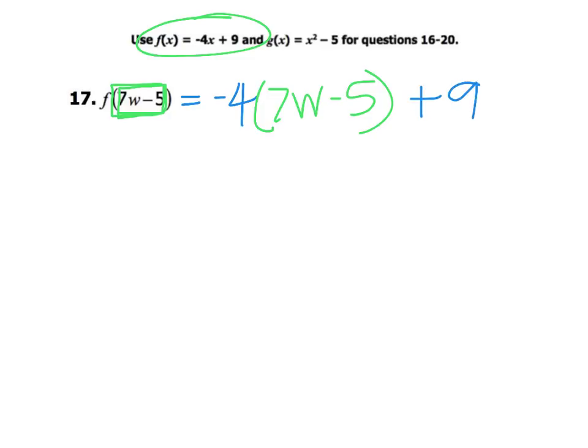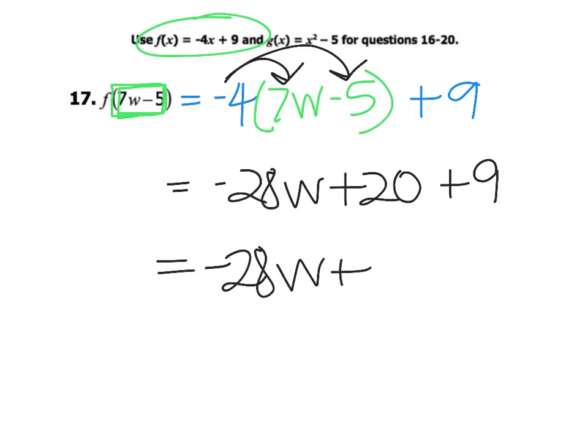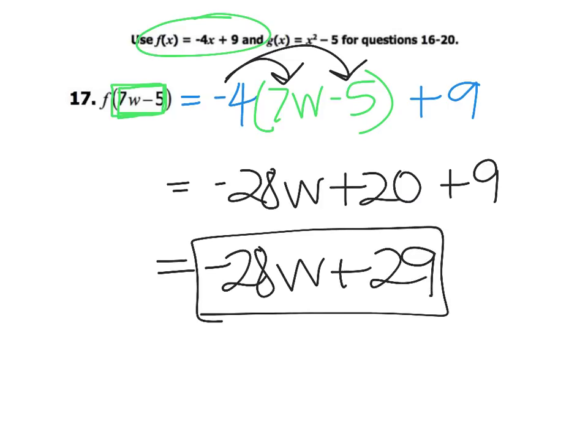Now we can't solve this, but we want to simplify it. So start by distributing the -4 to both terms. So we get -28w plus 20 plus 9, -28w plus 29. All right, and that is our final answer. Our final answer is not going to be a number. It's just going to be a simplified expression.